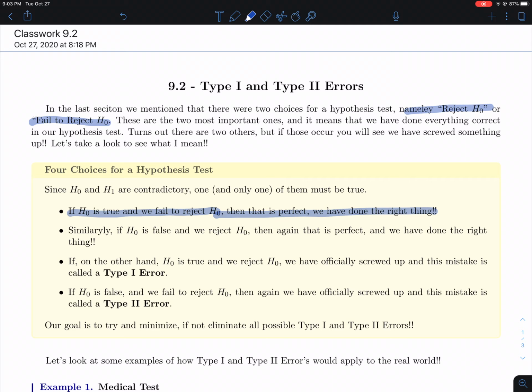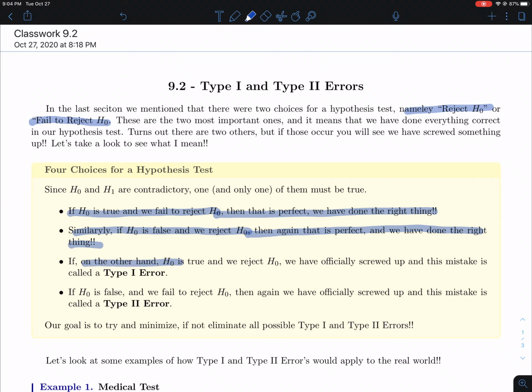In this case, H naught was actually true. We failed to reject it, so we haven't done anything wrong. Everything's perfectly fine here. Similarly, if H naught is false and we reject H naught, then that means H1 is true. So again, this is perfect. We've done the right thing. Nothing wrong. So these are where these type 1 and type 2 errors come in.